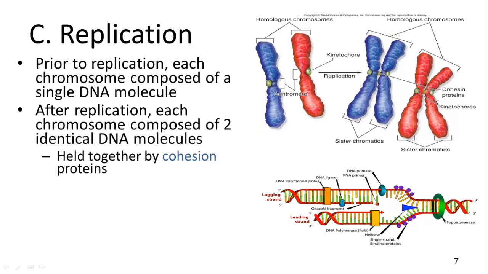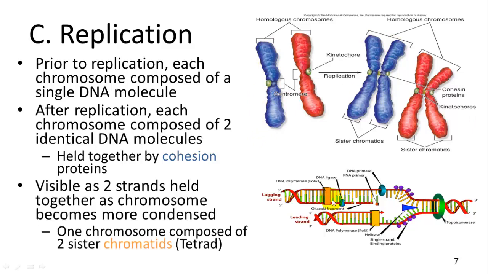They are held together by what are called cohesion proteins, and these are visible as two strands held together at a center called the centromere. One chromosome composed of two sister chromatids then is called a tetrad. So this is a tetrad and this is a tetrad. These are homologous chromosomes, as are these, but these chromosomes only have one copy and this has two copies.